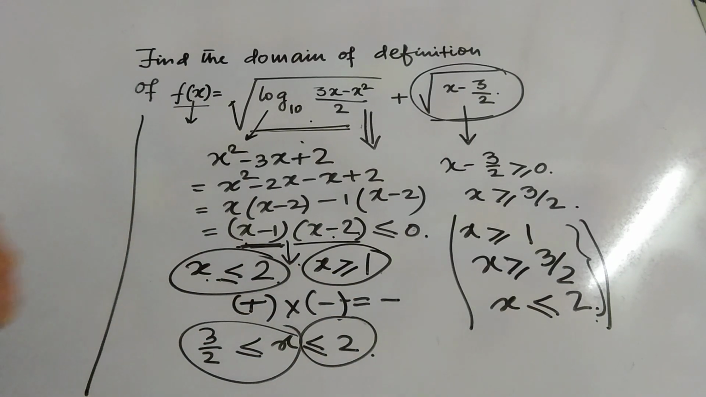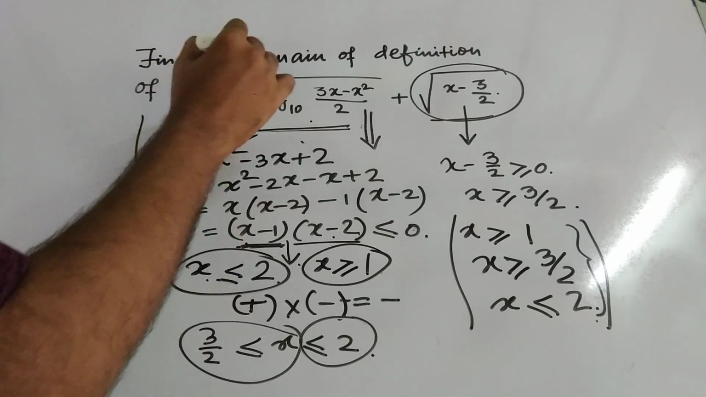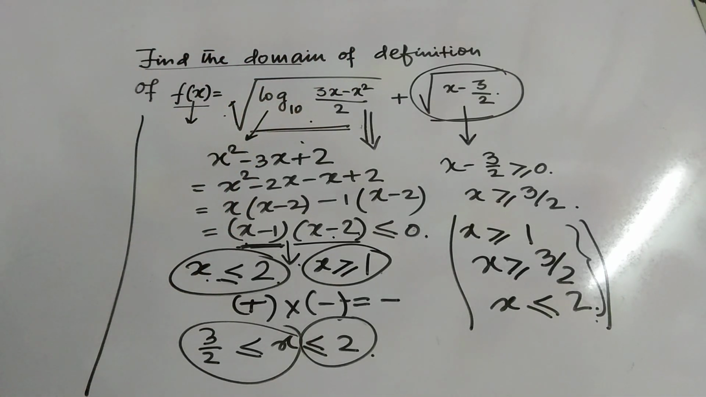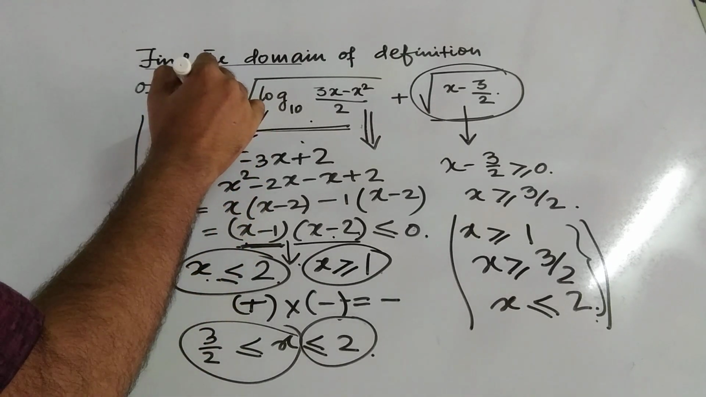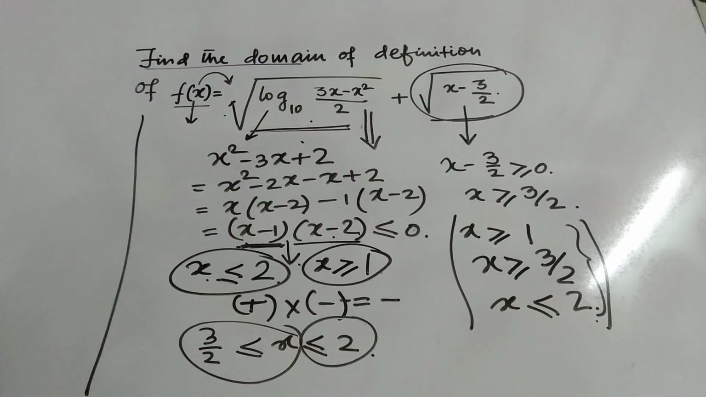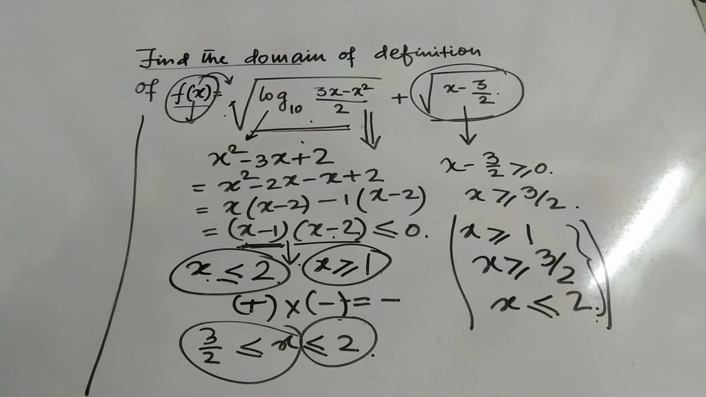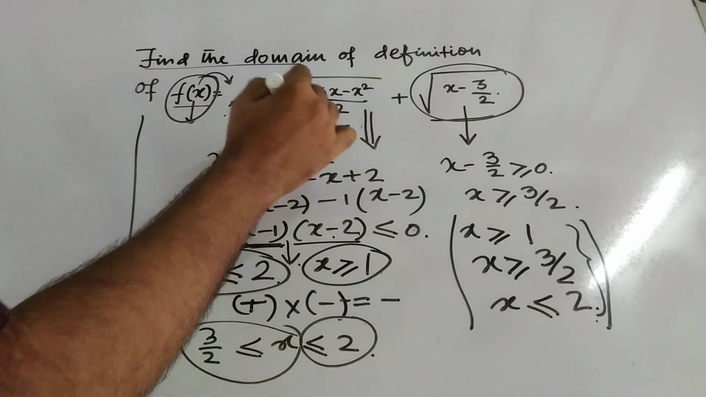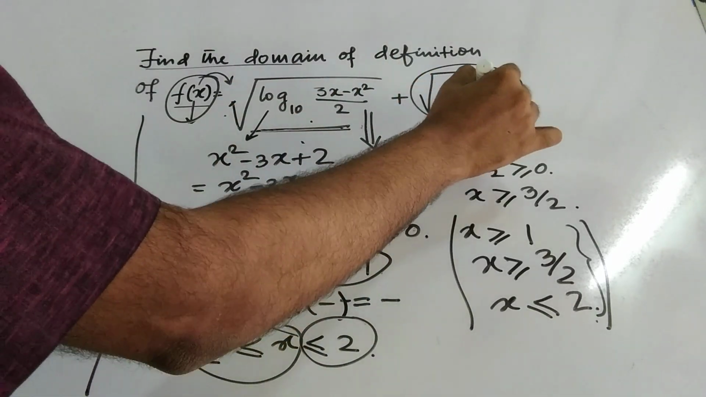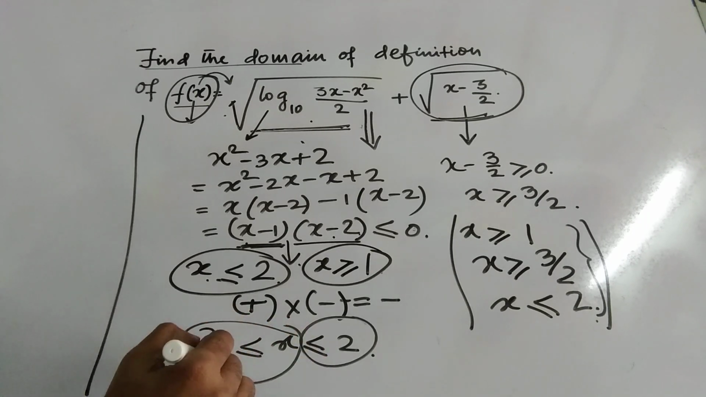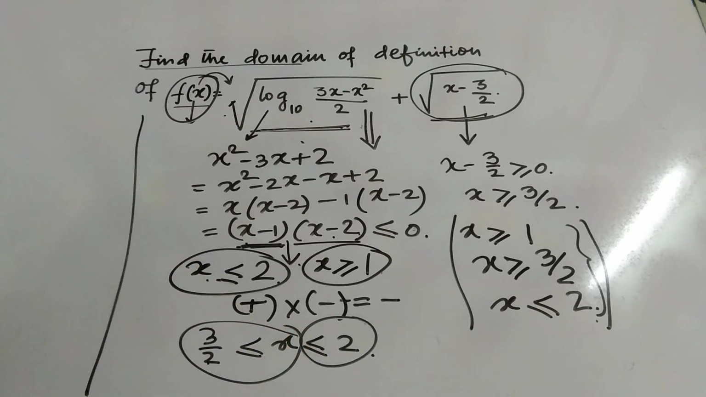This is why, and that is the process by which we can find the domain of definition of this function f(x). Basically, domain of definition means the range of values of x, if x is real, so that f(x) will also contain real values. By this process, we have segregated the entire function into two separate functions and found the domain of definition: 3/2 less than or equal to x less than or equal to 2.